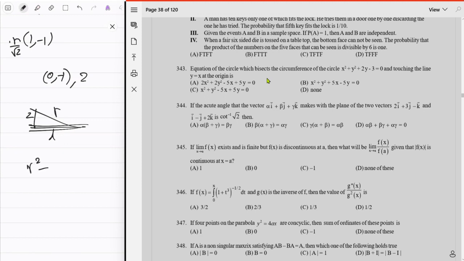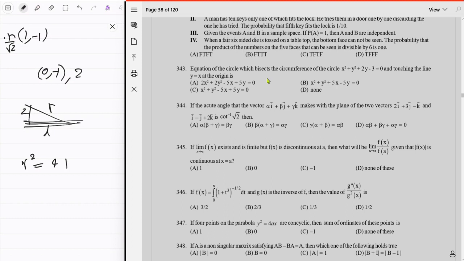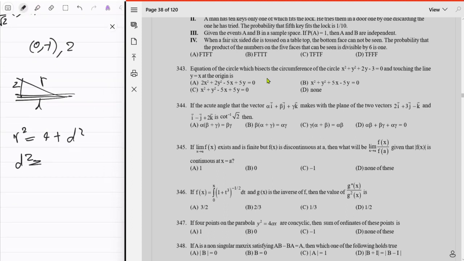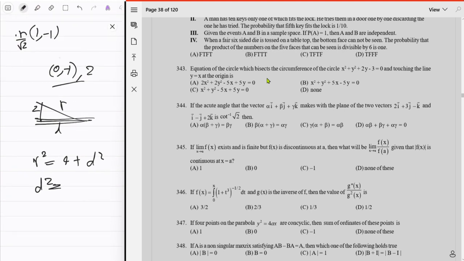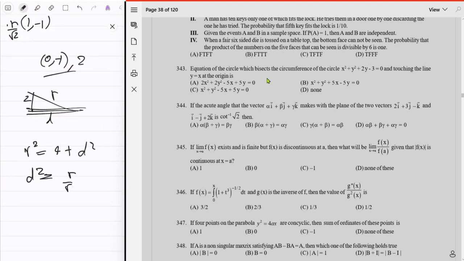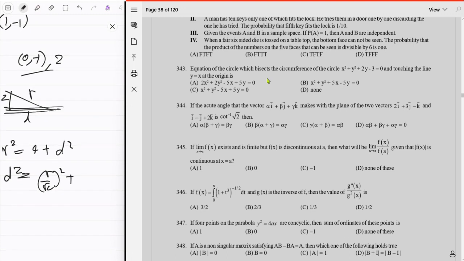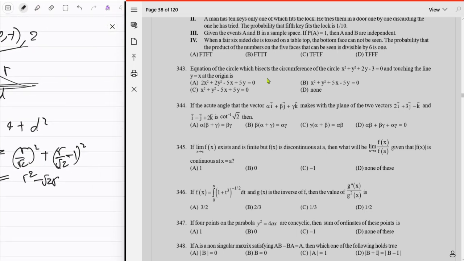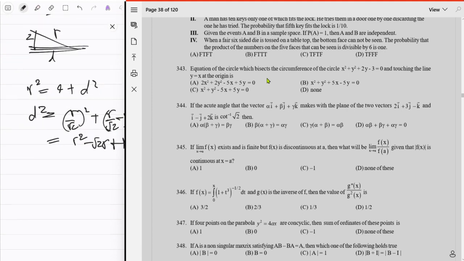So r square is equal to d square plus 4. So like d square कितना होगा अपन ढूंढ लेंगे ना. So d square is ये चीज from that, right, which is r upon square root 2 का square plus r upon square root 2 minus 1 का square, right, which is like what, just r squared minus square root of 2r, because अपन ने पहले भी किया हुआ है तो मुझे पूरा याद है इनफैक्ट कैसे कैसे किया था.